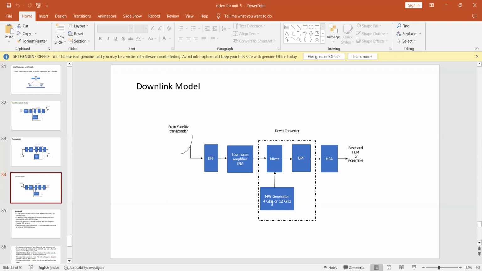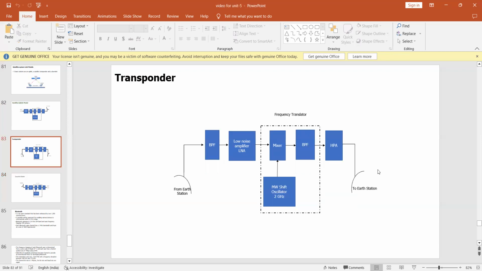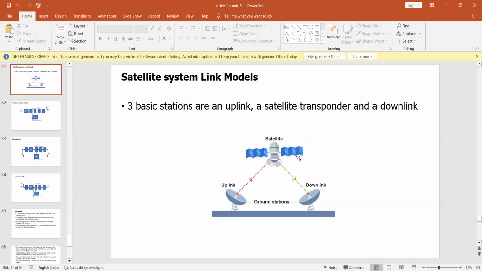Therefore, the mixer's local oscillator signal and the received signal are subtracted from each other and again given to the band pass filter, and again the high power amplifier will amplify. From this amplification, it goes to the demodulator, and then the actual message signal is retrieved back in the receiver section. So these three parts combine to form satellite communication.